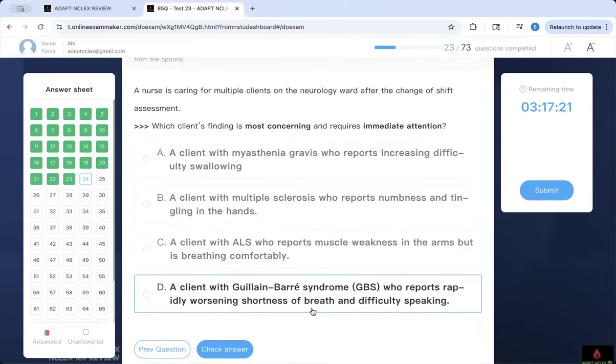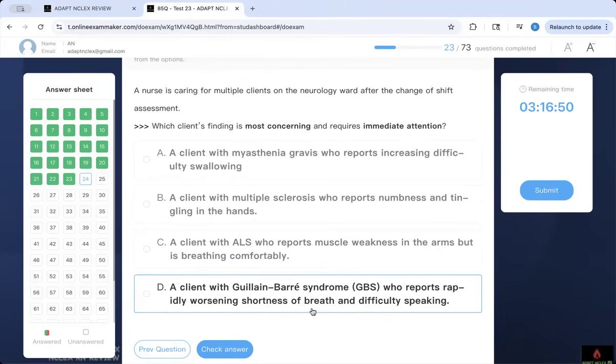A nurse is caring for multiple clients on a neurological ward after change of shift. Which client finding is most concerning and requires immediate intervention? A client with myasthenia gravis who reports increasing difficulty swallowing. A client with multiple sclerosis who reports numbness and tingling in the hand. A client with ALS who reports muscle weakness in the hands but is breathing comfortably. A client with Guillain-Barré syndrome who reports rapidly worsening shortness of breath and difficulty speaking.